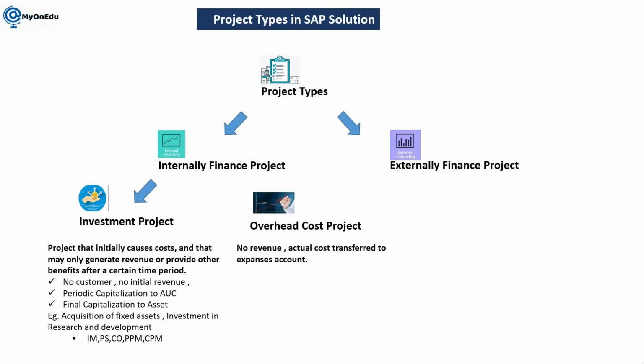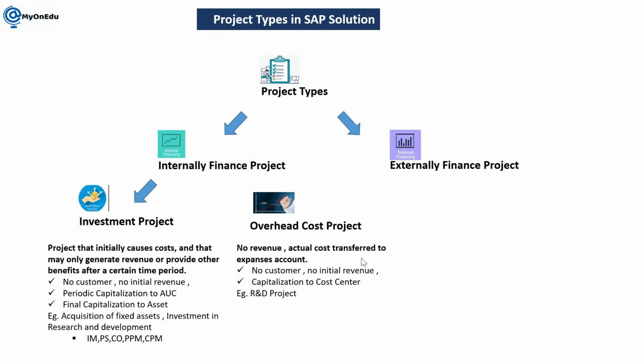Or another example, let's say your plant is there, a manufacturing unit is there. In that unit, you need to do the routine maintenance of your plant, your machines. So this comes under expenses. It has to be booked into the expenses account. This kind of project we call an expense project. Here we will not have any revenue. Actual costs will be transferred to the expense account. No customer, no initial revenue. Capitalization to cost center. We'll understand what a cost center is and how we do the capitalization.